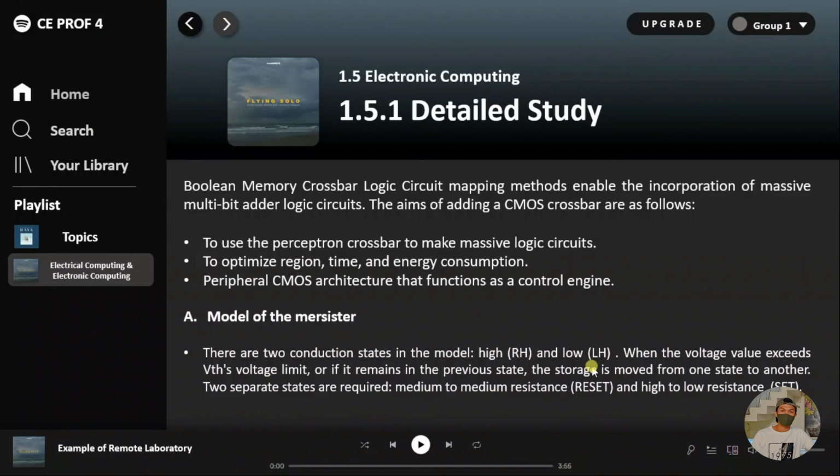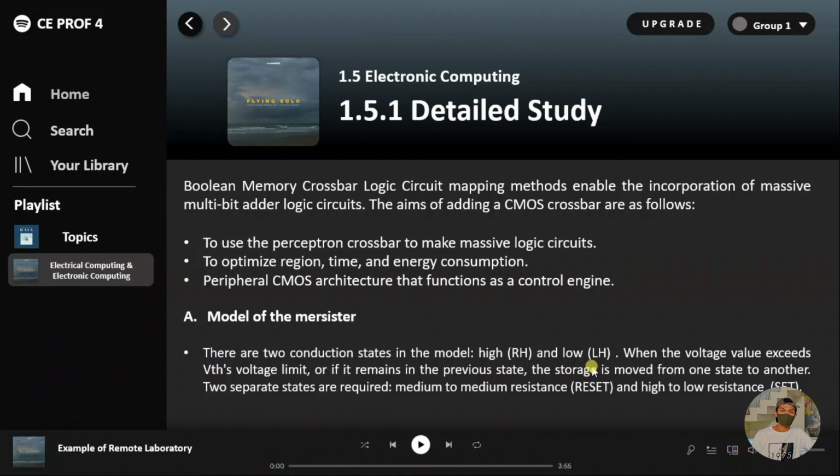So the last topic is the electronic computing. So the subtopic is a detailed study. Boolean memory crossbar logic circuit mapping methods enable the incorporation of massive multi-bit logic circuits. The aims of adding CMOS crossbars are as follows.